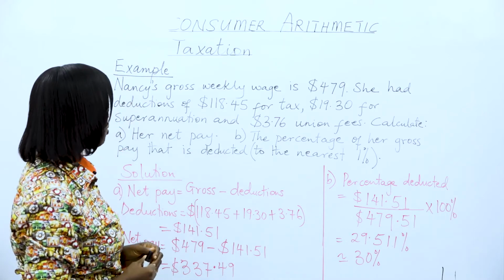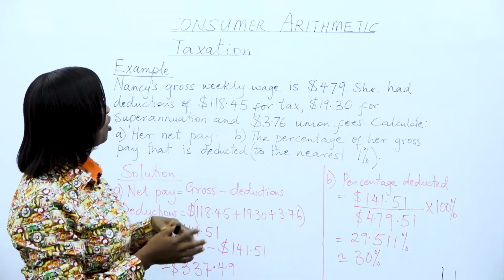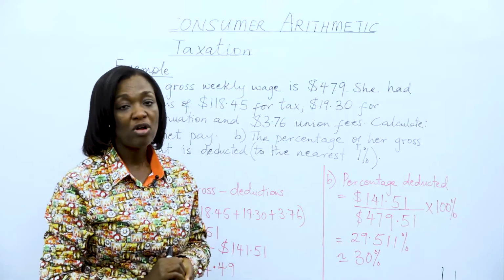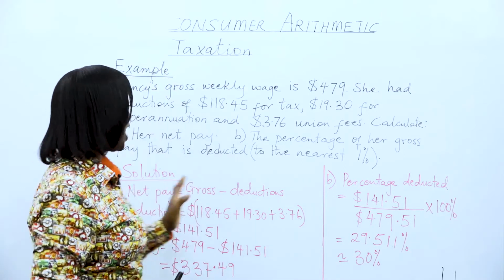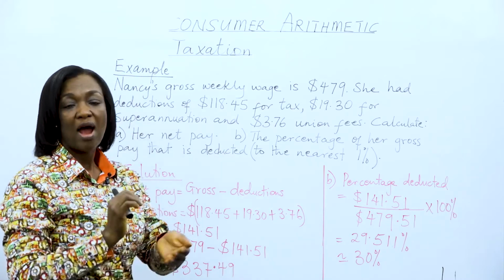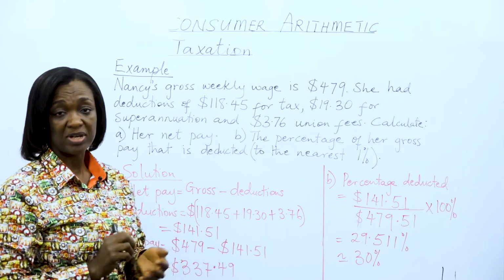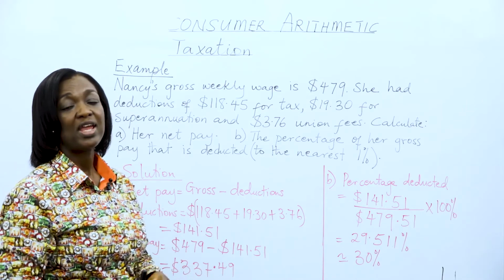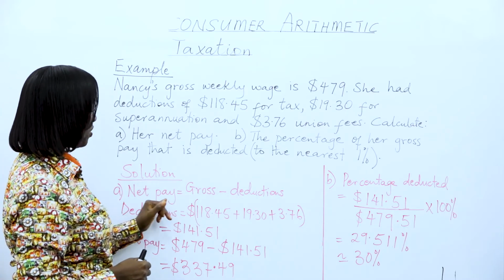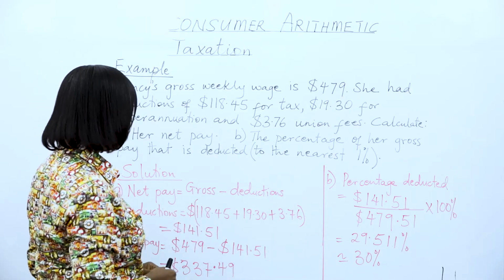So first, we are supposed to calculate her net pay. Gross salary or gross wage is the total amount you get before deductions. And the net pay is the amount you actually take home after the deductions. After all the deductions have been done, what you take away is the net pay. So solution, net pay is equal to gross minus deductions.